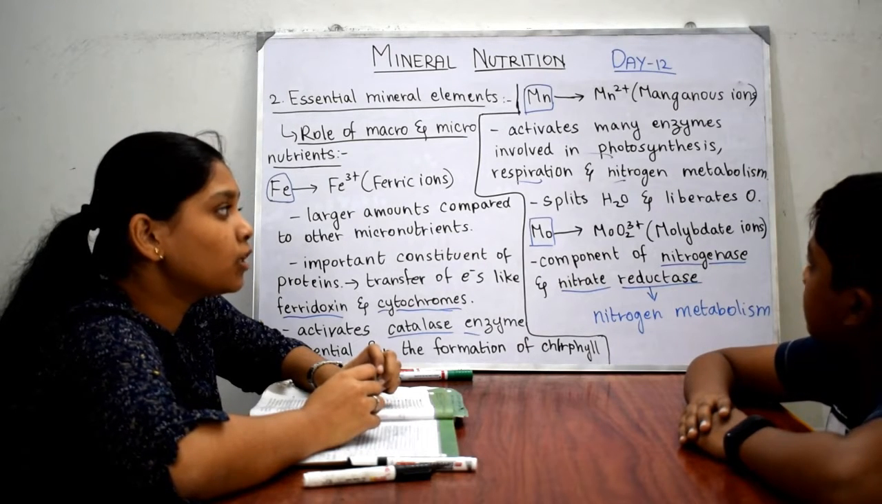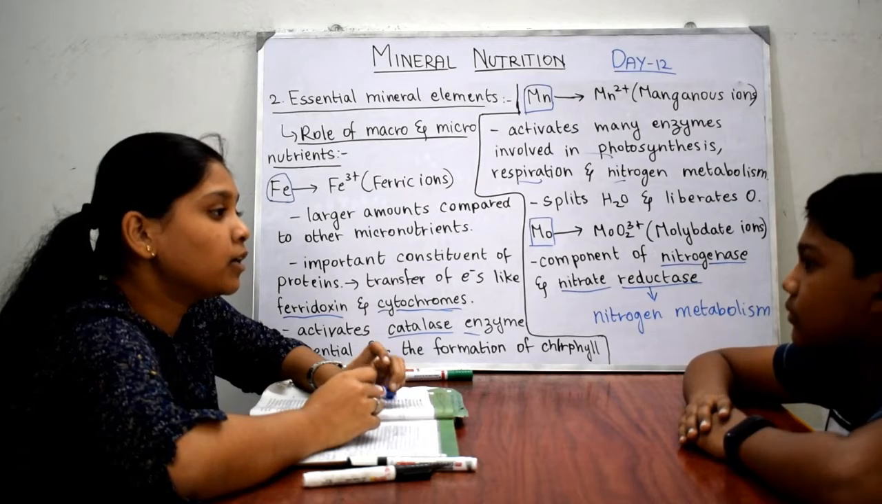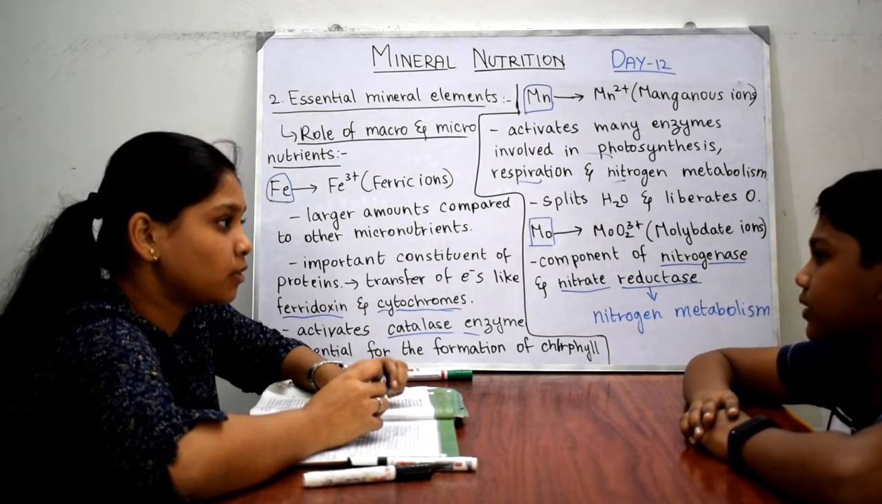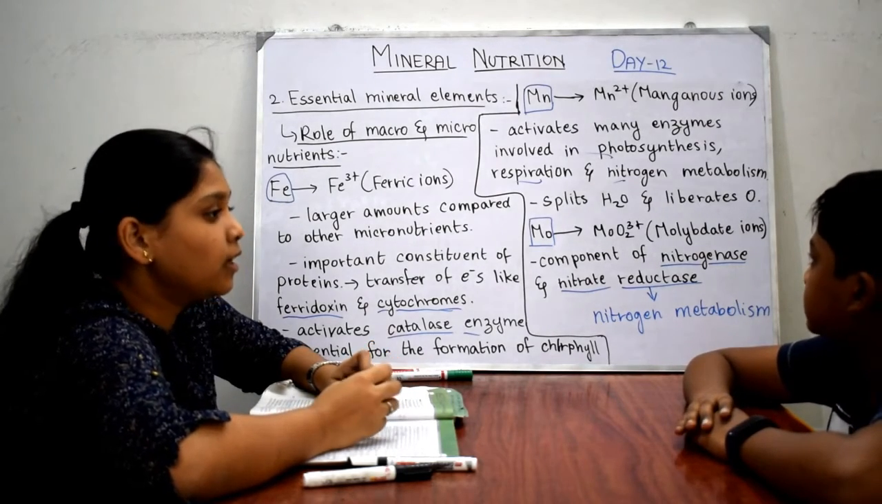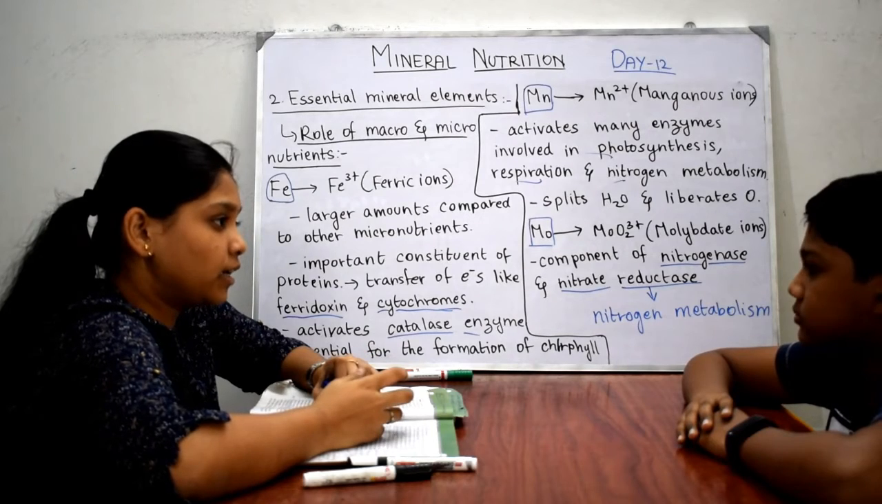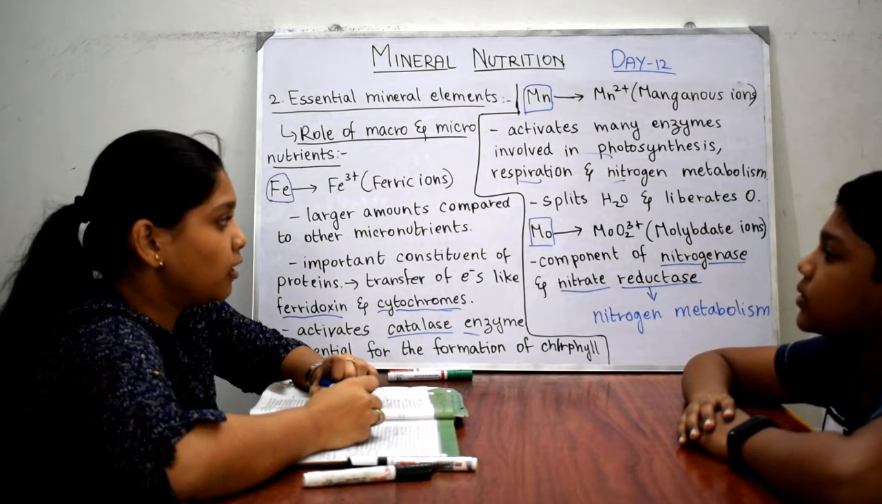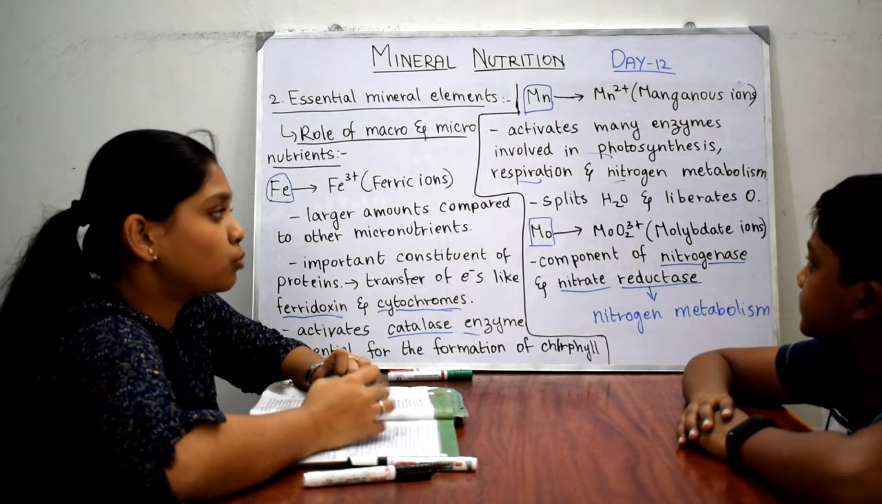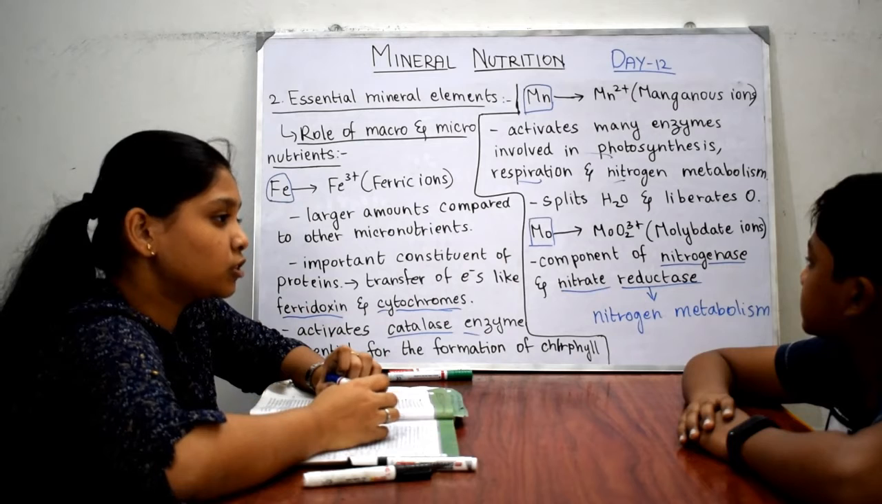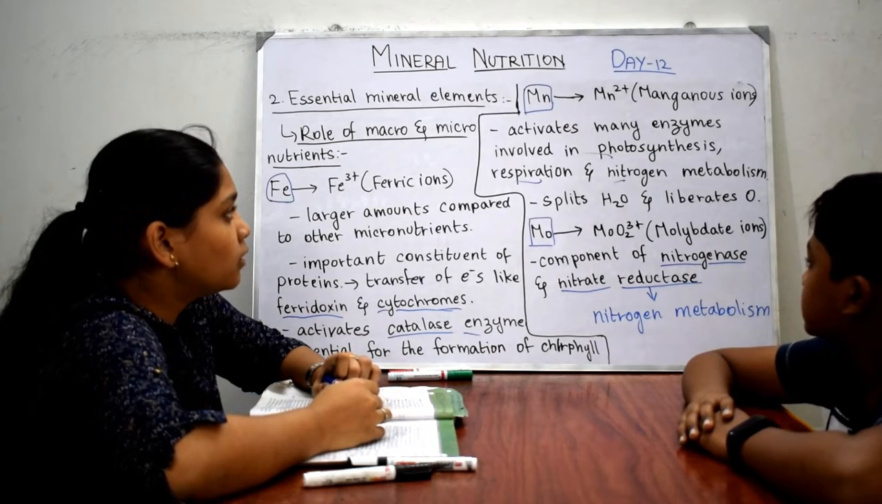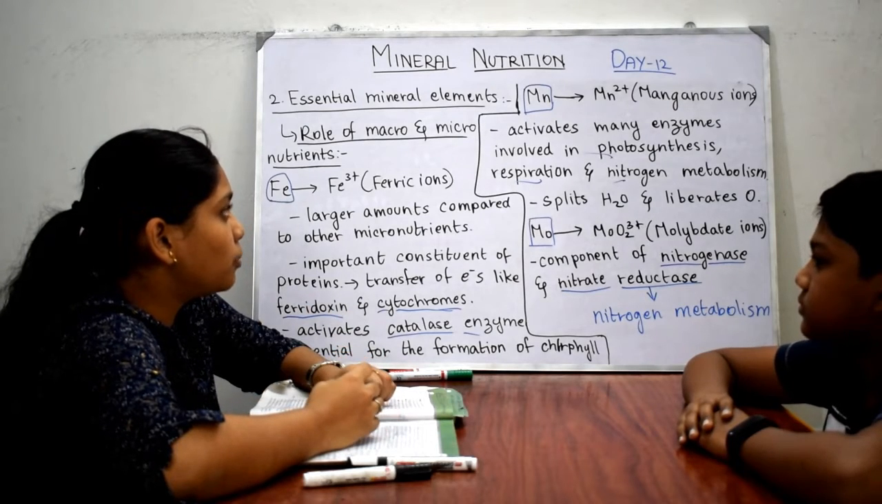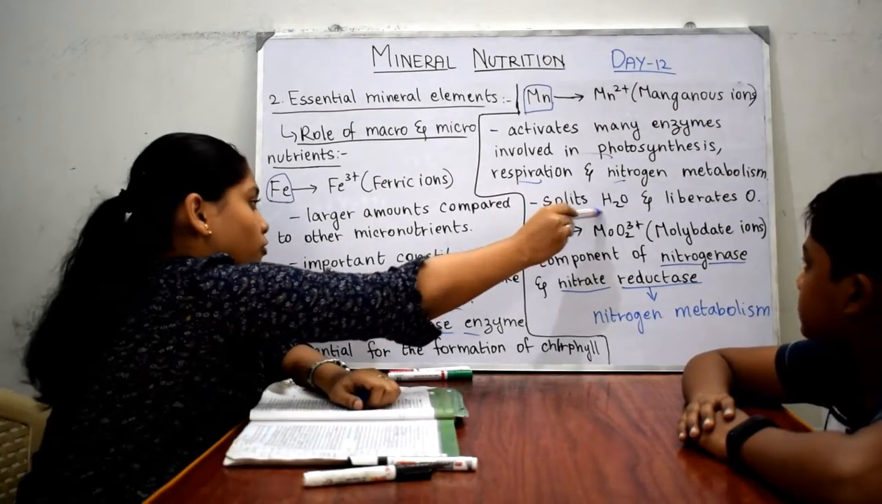The oxygen liberated to the atmosphere by plants comes from water. Plants take in carbon dioxide and liberate oxygen, but that oxygen is from water, not from carbon dioxide. So manganese splits water and liberates oxygen to the environment. The important function of manganese is splitting of water.